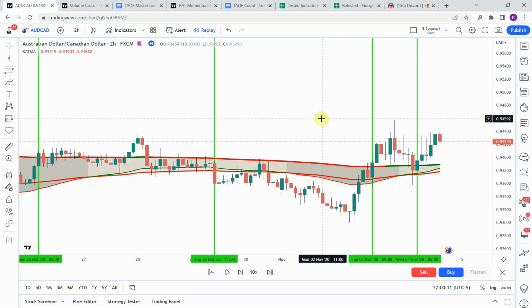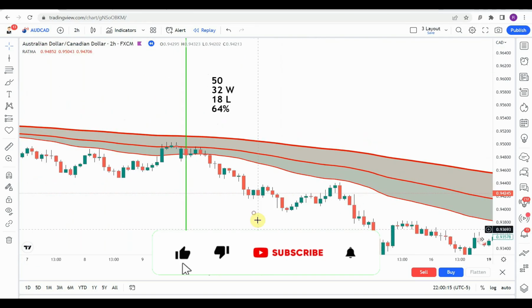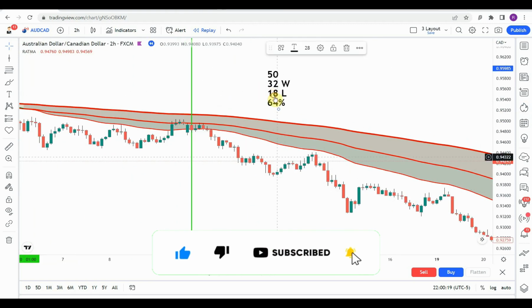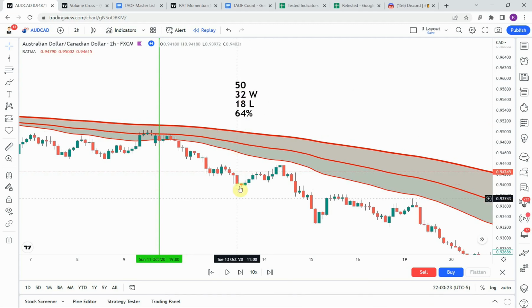All right, so let's go ahead and take a look at what this was able to achieve in the advanced testing. Scroll back here just a little ways. All right, there we go. So we had the 50 trades like normal, 50 trade tests. We got 32 winning trades and we got 18 losing trades. It's going to put us at a 64% win rate.